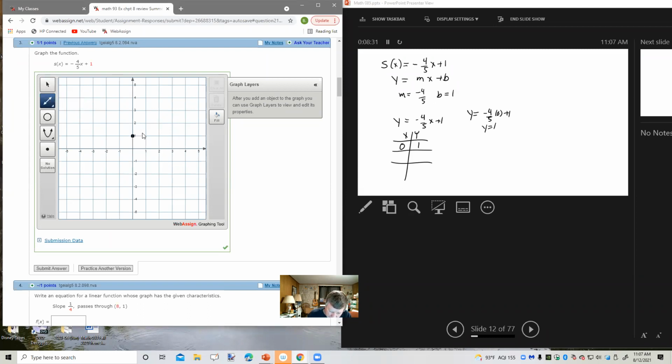And then, how about if we let x equal 5? That'll work out nicely here. y equals -4/5 times 5 plus 1. The 5's reduce down, -4 plus 1, -3. So then we have 5, -3.